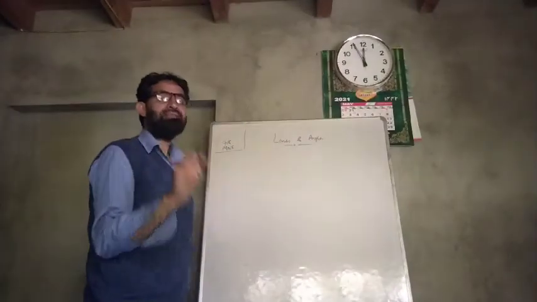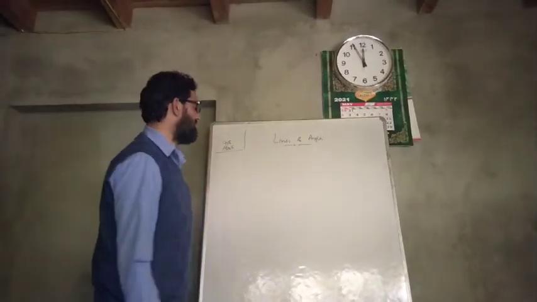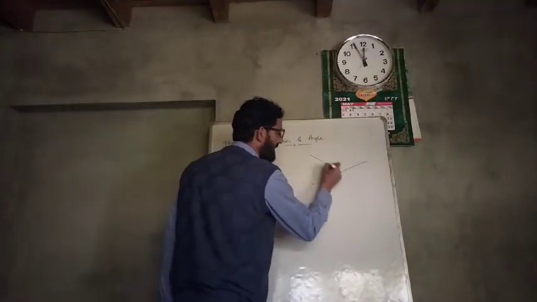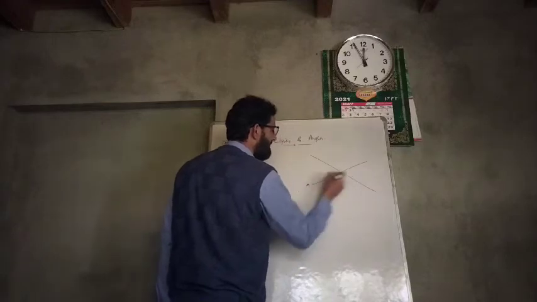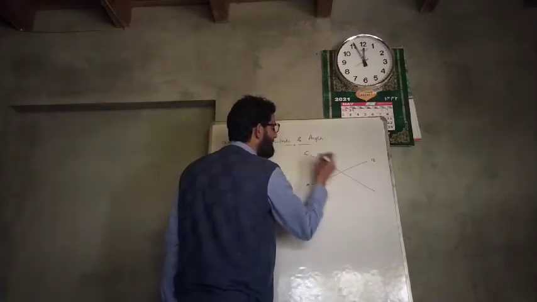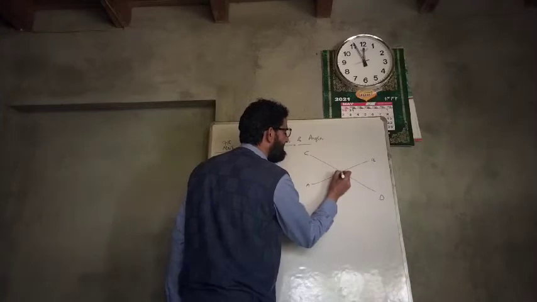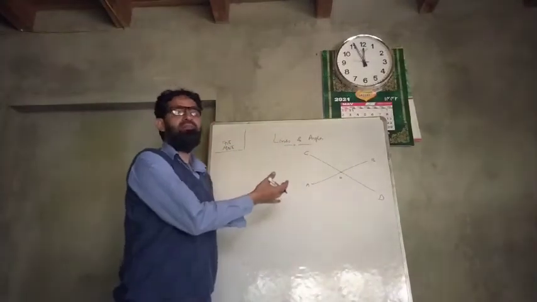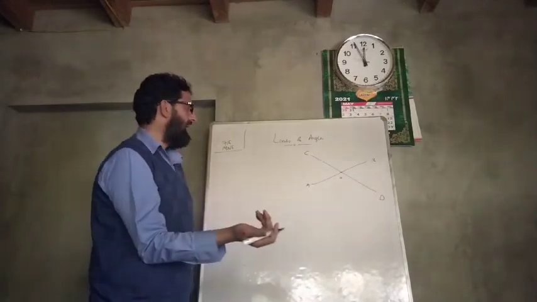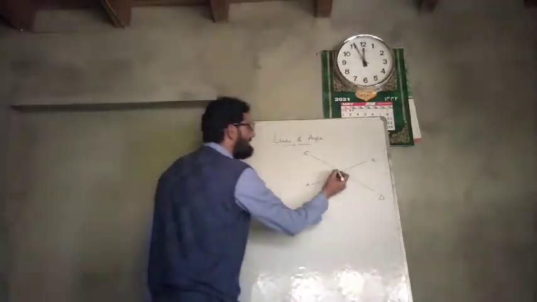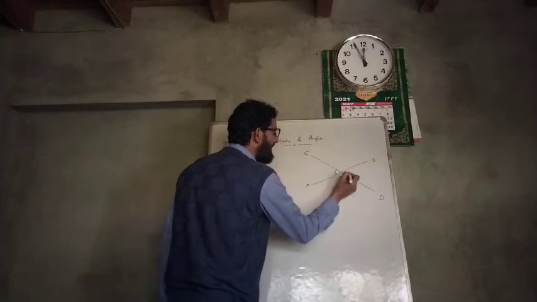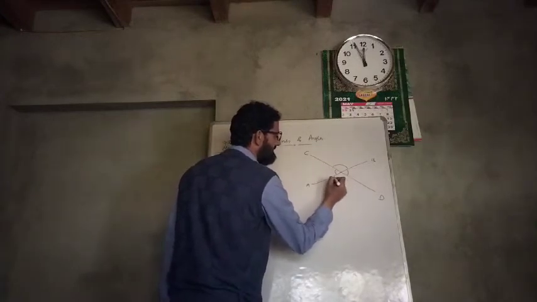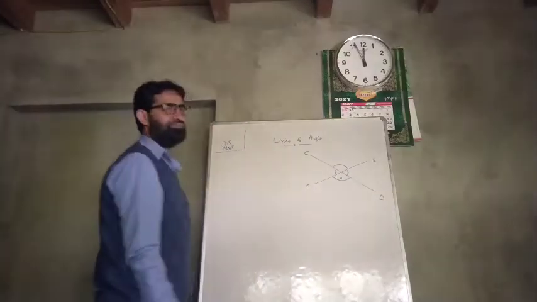vertically opposite angles are equal. Now this is our question. If two line segments intersect each other, this is the theorem. AB and CD are two line segments and they intersect each other at point O. Vertically opposite angles are formed, and we have to prove that these angles are equal. This angle is equivalent to this angle, and this angle is equivalent to this angle. This we have to prove.